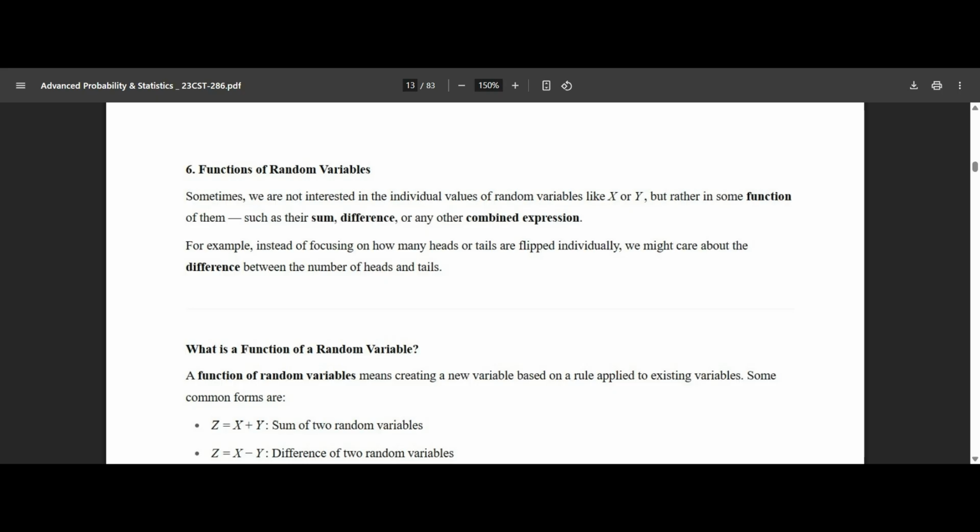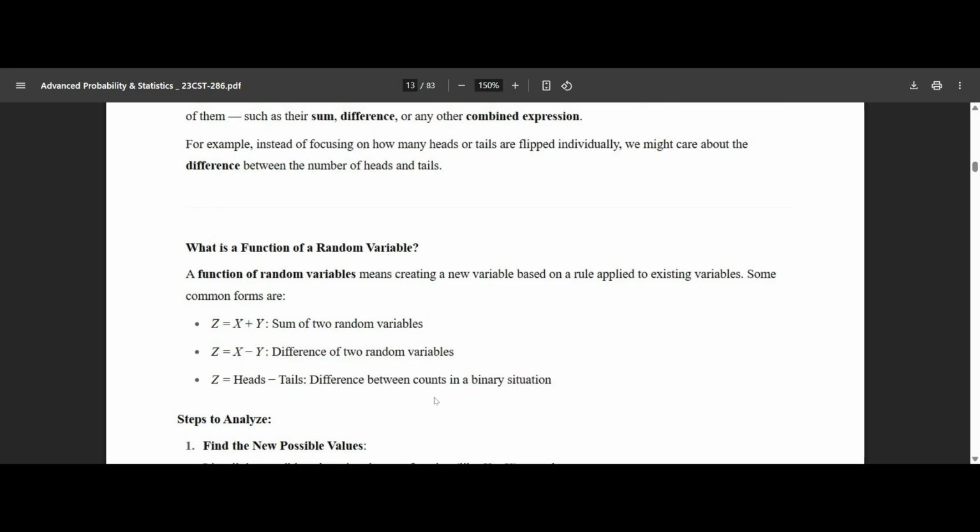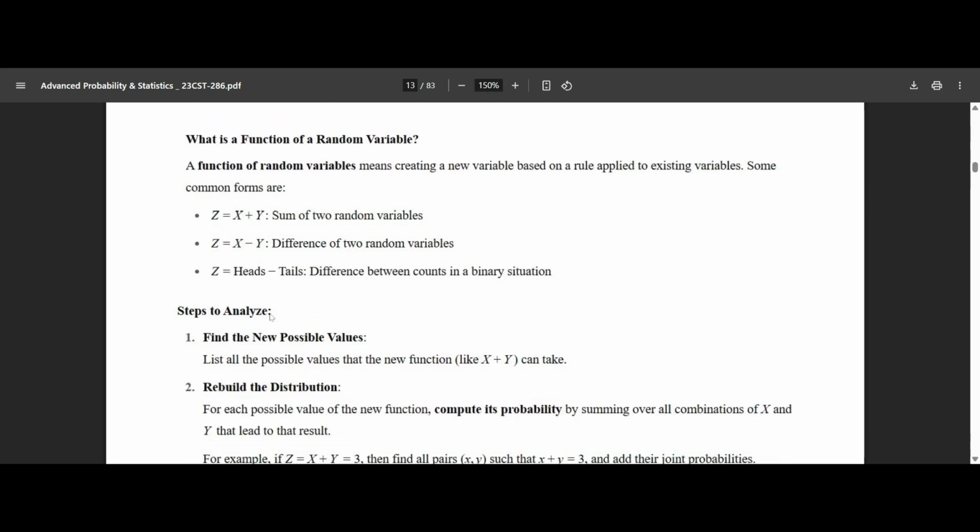So what is the function of a random variable? A function of a random variable means creating a new variable based on a rule applied to existing elements or variables. Example, z equal to x plus y, z equal to x minus y, z equal to heads minus tails. Here Z is also a new random variable which is composed of random variables which are pre-existing.